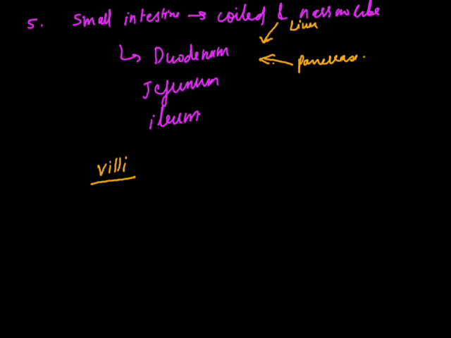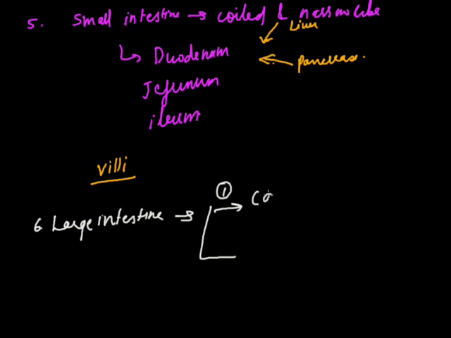Now the next part is large intestine. Small intestine opens into large intestine from where the undigested food material is passed to anus through rectum, and this large intestine is also divided into three portions. The first portion is called as a cecum, second is called as a colon, third is called as a rectum.